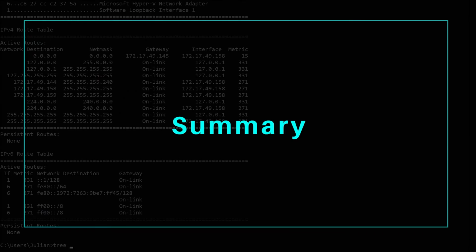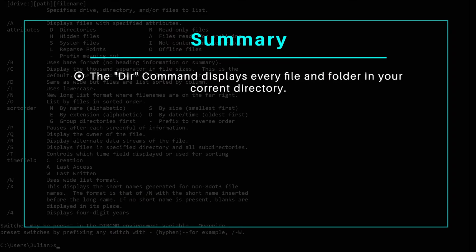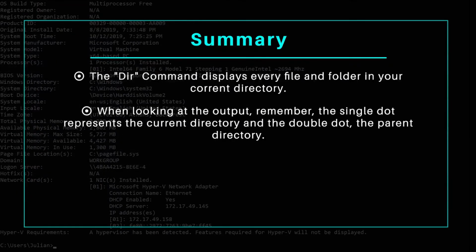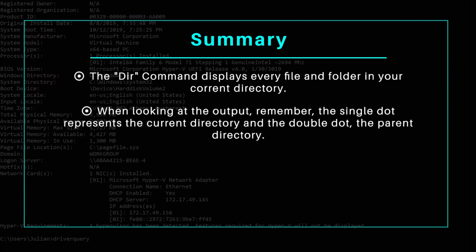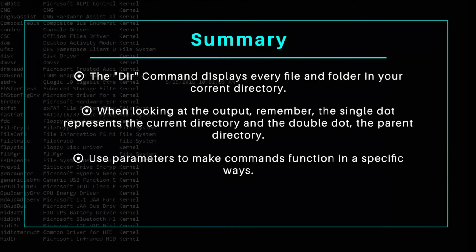Summary. In conclusion, the dir command displays every file and folder in our current directory. When looking at the output, remember, the single dot represents the current directory and the double dot the parent directory. Use parameters to make commands function in a specific way.